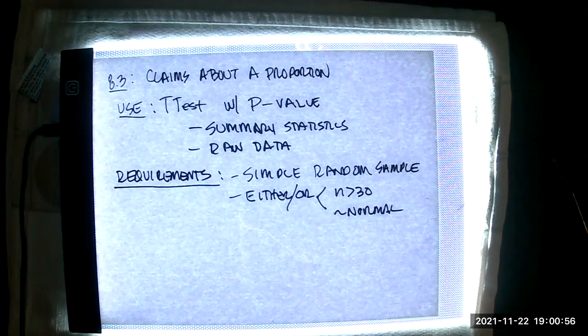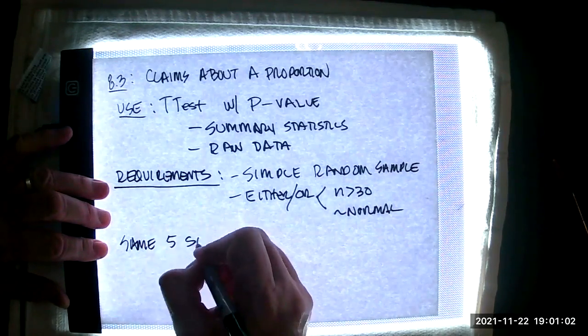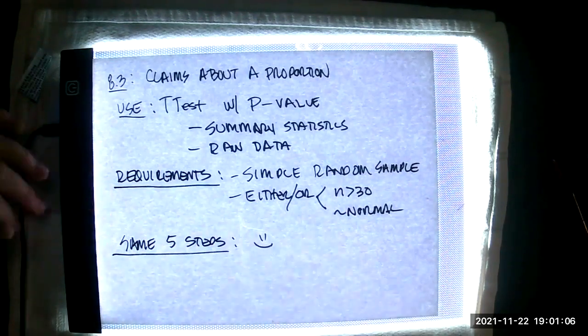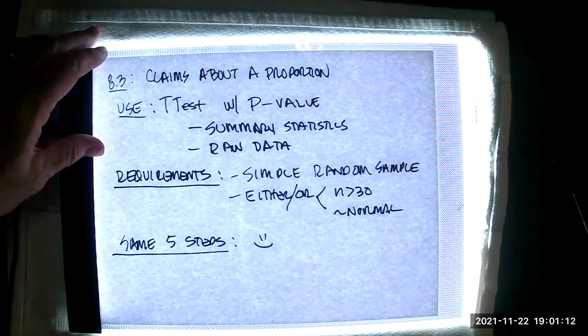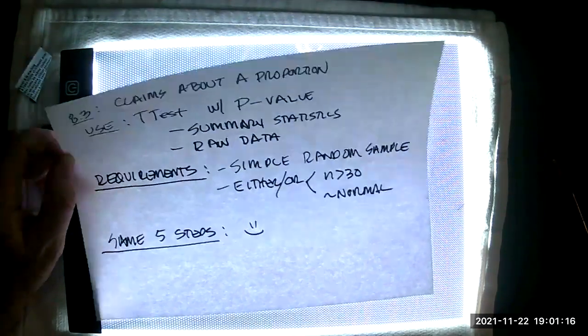Again, you've got the same 5 steps. I won't write them again. I've written them a whole bunch, so they're still there. You need to be able to remember to check the initial claim. And again, if you do change alpha, it's possible the outcome might change.